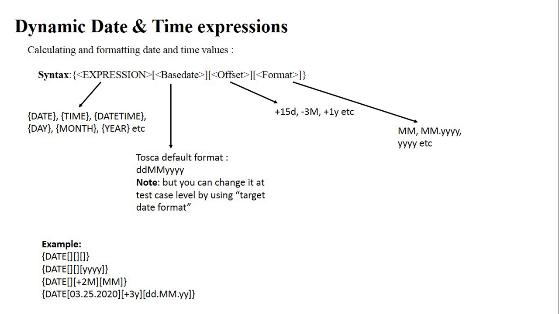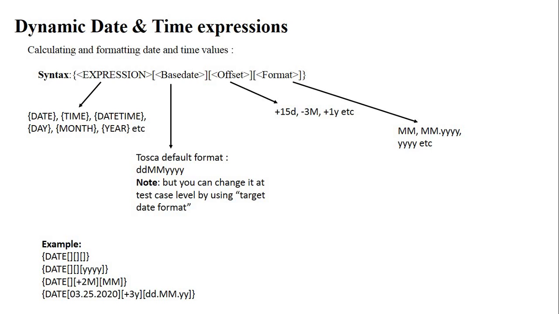Practically, a scenario may arise where you need to provide date and time to your test steps for execution. At that time you might have to provide the current date, or a future date, or a past date, or maybe other formats of date. In that case you need to provide it, and this can be done through these dynamic date expressions.